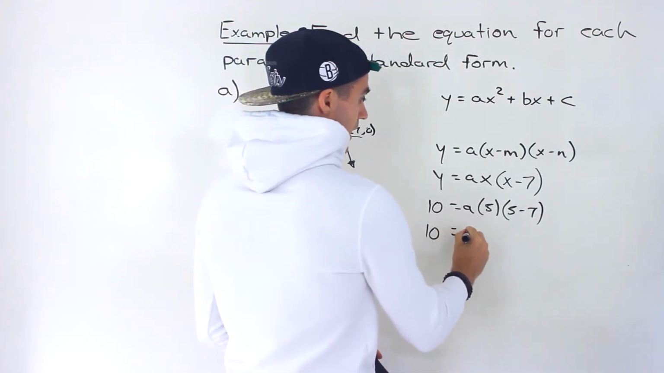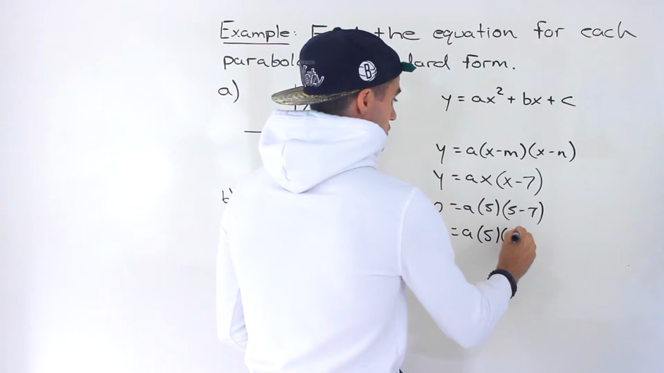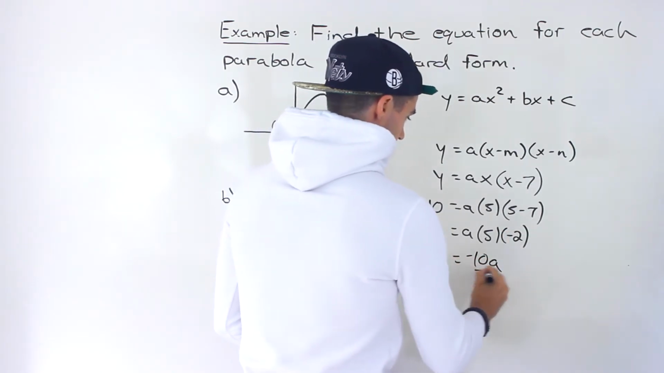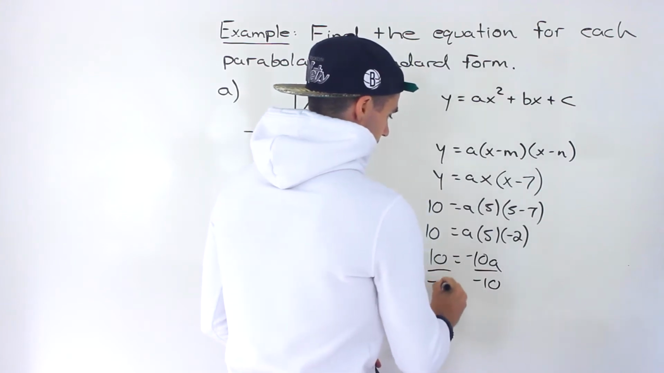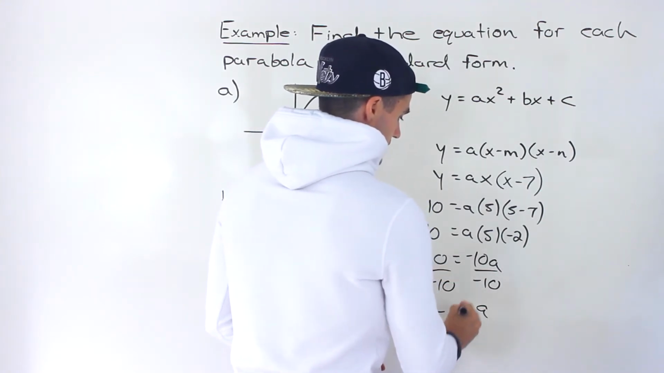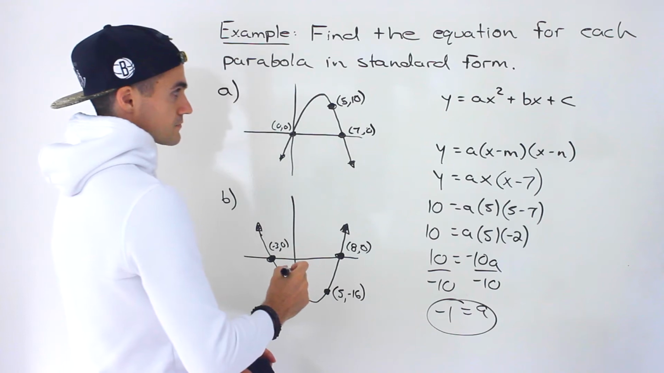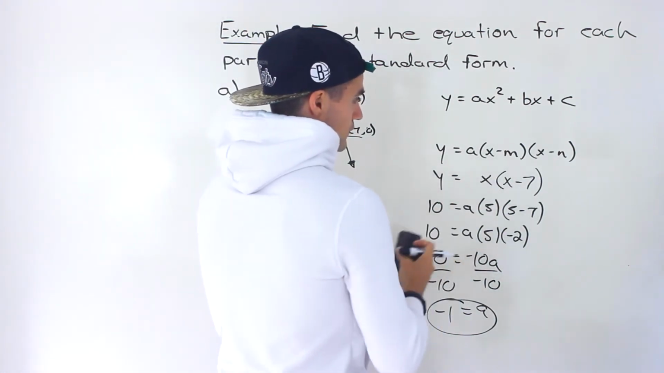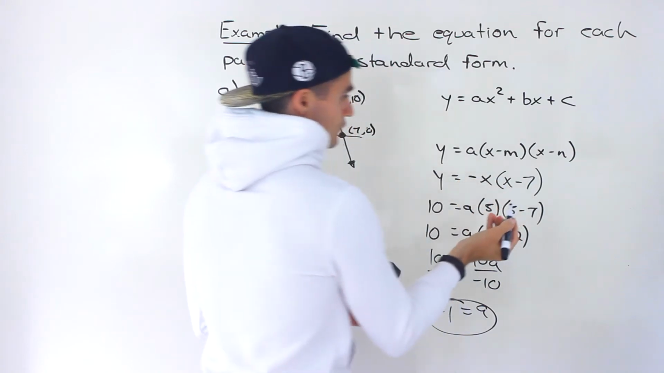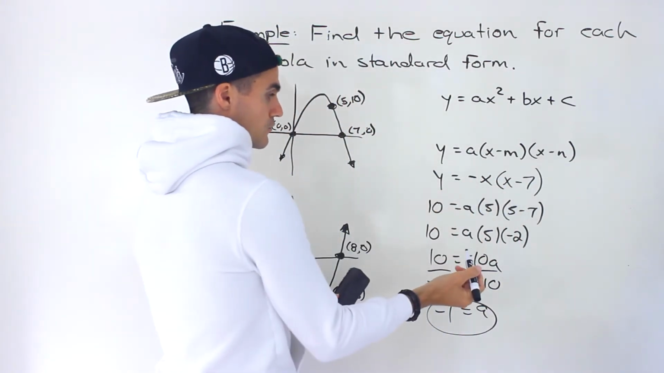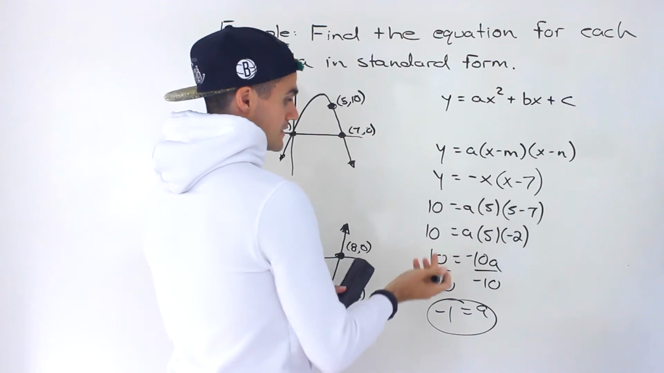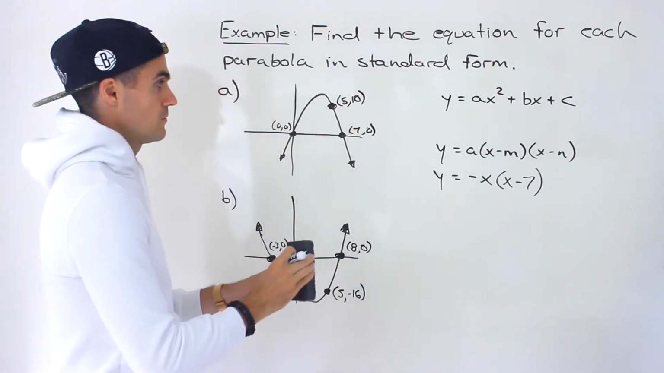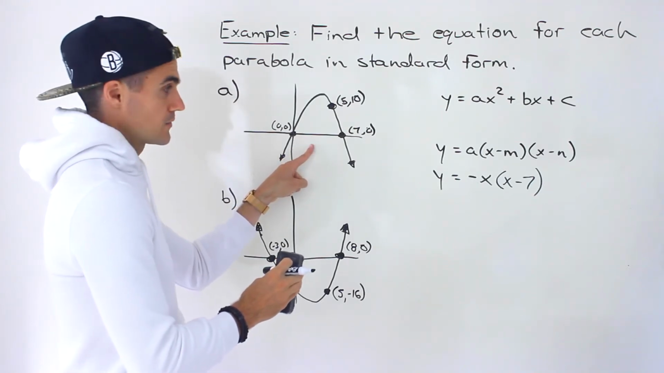So we'll have 10 over here. a will have 5 times negative 2, so we end up with negative 10a. Divide both sides by negative 10. So the a value is negative 1. Okay, so going back here, we have an a value of negative 1. We could just put a negative over here. We don't have to actually write the negative 1. And so that ends up being the factored form for this quadratic over here.